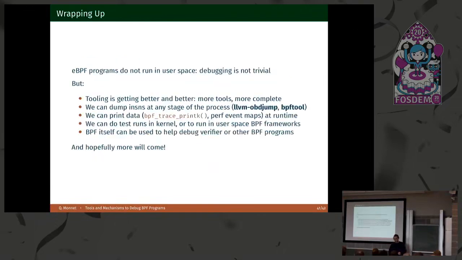So to conclude, debugging BPF programs is not trivial. We don't have a step-by-step debugger yet, but the tooling is getting better and better. We have more efficient tools. We can dump instructions and map contents at any stage of the workflow. We can print data when the program is running. We can do test runs in the kernel. We can run BPF VMs in user space. That's not the best we can do, but that can help debugging what's happening.